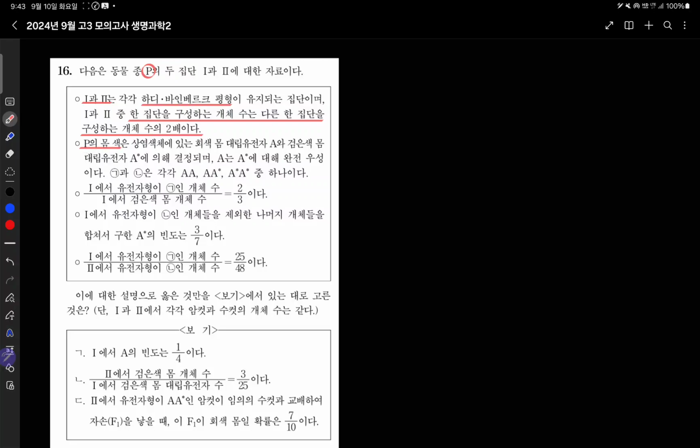This animal's body color is determined by gene A, located in autosome. A allele is dominant over A asterisk allele. We need to determine these two genotypes out of these three, using these three statements.